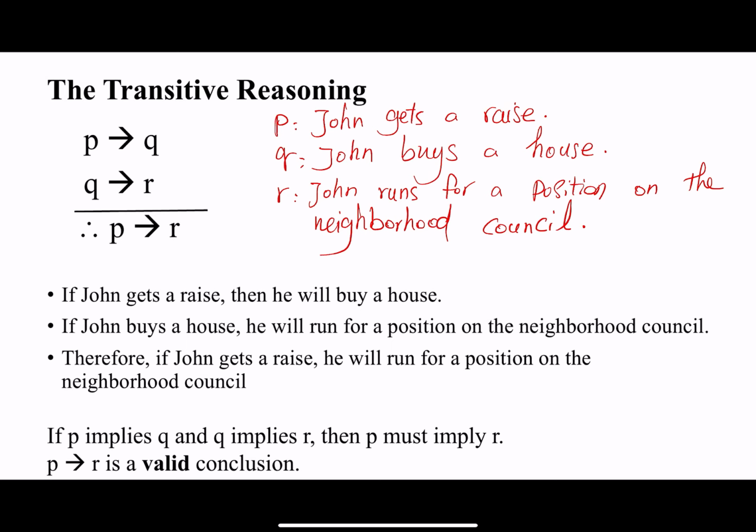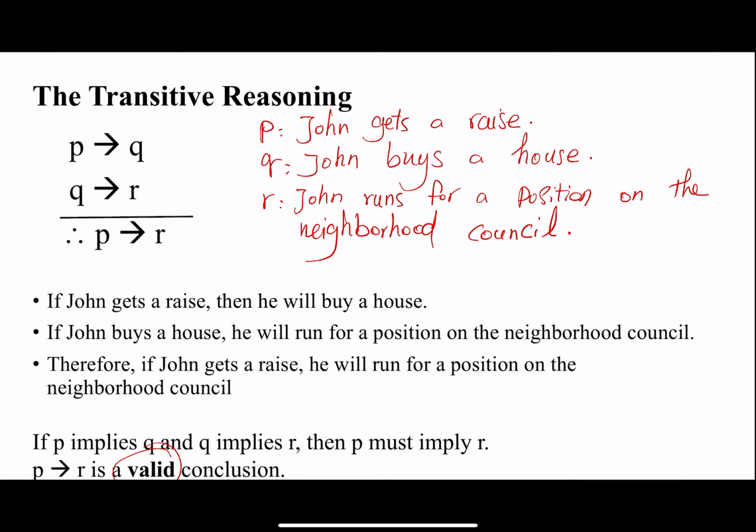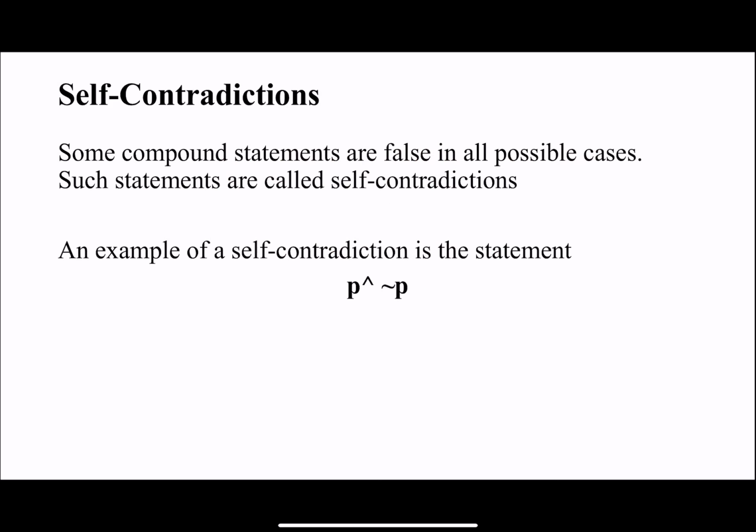So this is the transitive reasoning. Any kind of argument, right? Any argument that has this kind of structure, transitive reasoning, is logically valid. Okay, it's a valid argument.